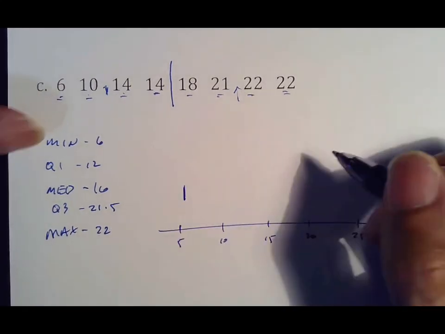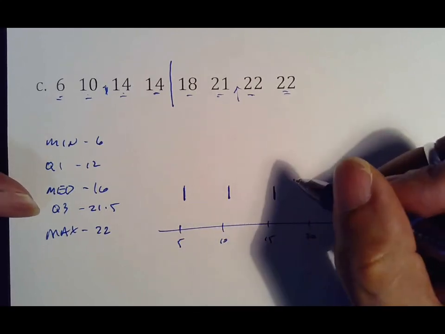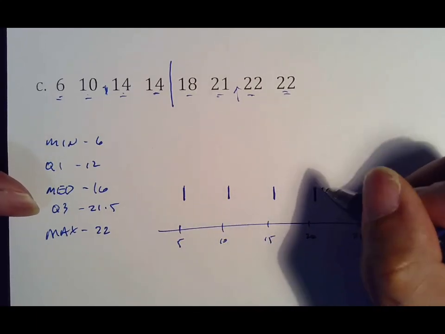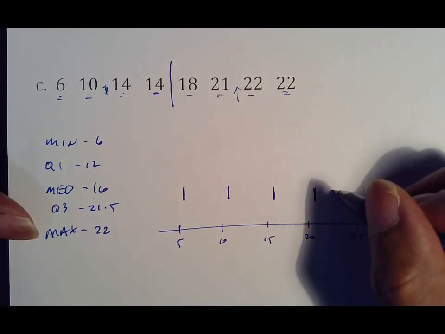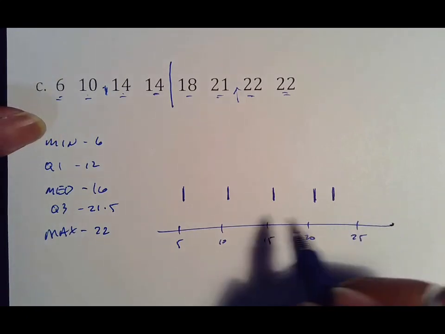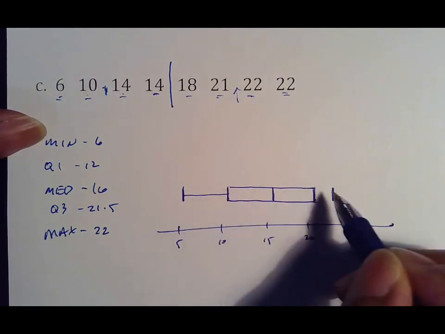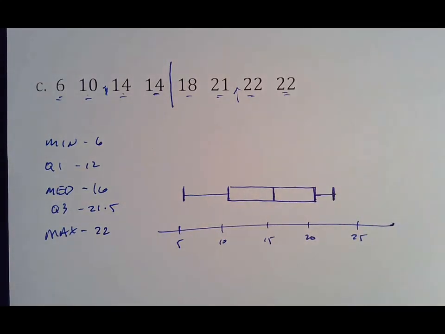6 is going to be slightly past 5. 12 is going to be slightly past 10. 16 is going to be slightly past 15. 21.5, same thing. 22 is going to be, actually, on this half over here, more than likely. Somewhere around there. Other than that, remember your middle 3 lines become a box. Your outside lines become whiskers. And there you go. So that is what you'll be working with today.